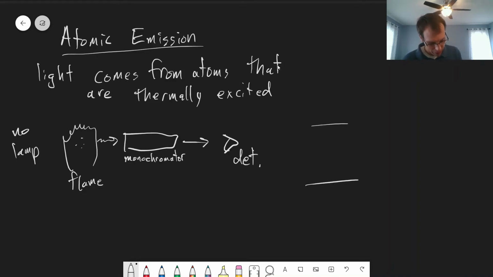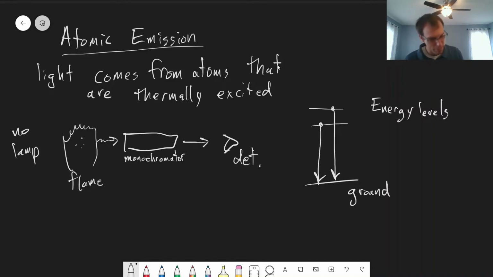Here, if we write out our energy levels, instead of the atom starting in the ground state, a lot of it is going to stay in the ground state, but we're looking at the atoms that have gone up to the excited state and then are emitting light as they come back down to the ground state. So there's no lamp or other light source needed.